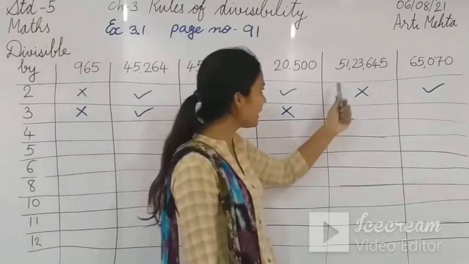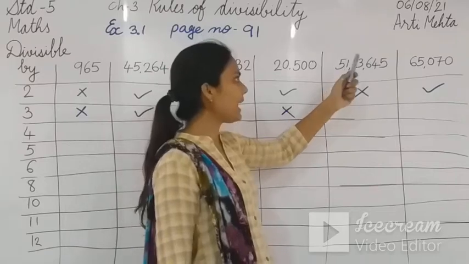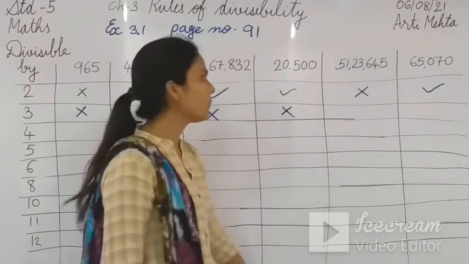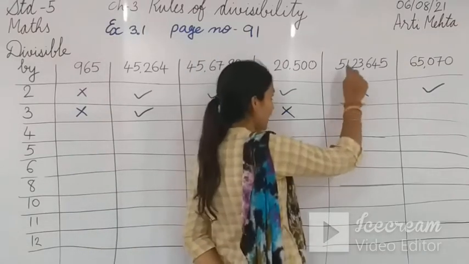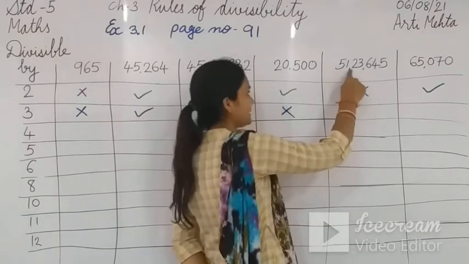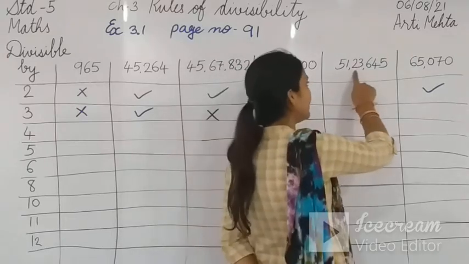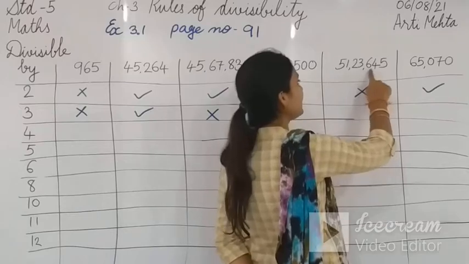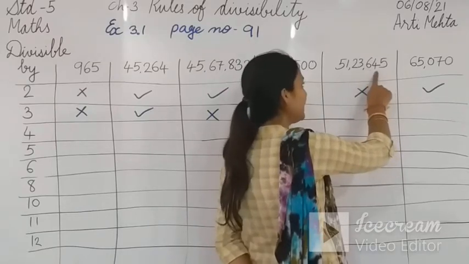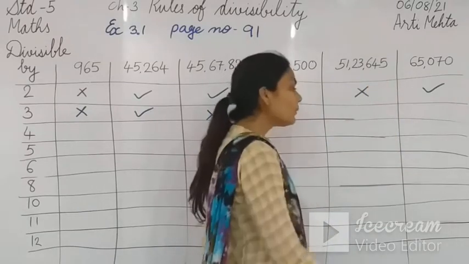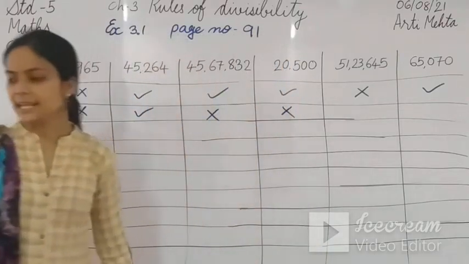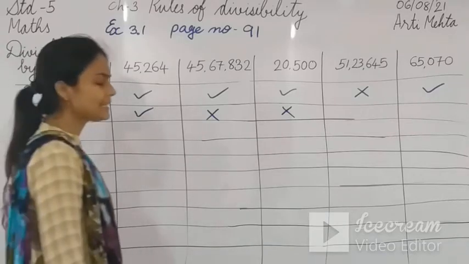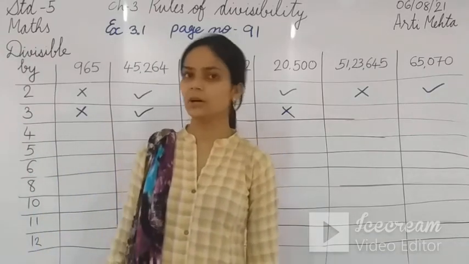Understood? Now the next number 51,23,645. Now we will count the sum of the digit. Okay, 5 plus 1, 6. 6 plus 2, 8. 8 plus 3, 11. 11 plus 6, 17. 17 plus 4, 21. 21 plus 5, 26. Okay, 26 is the sum of the digit. Now is 26 divisible by 3 or not?